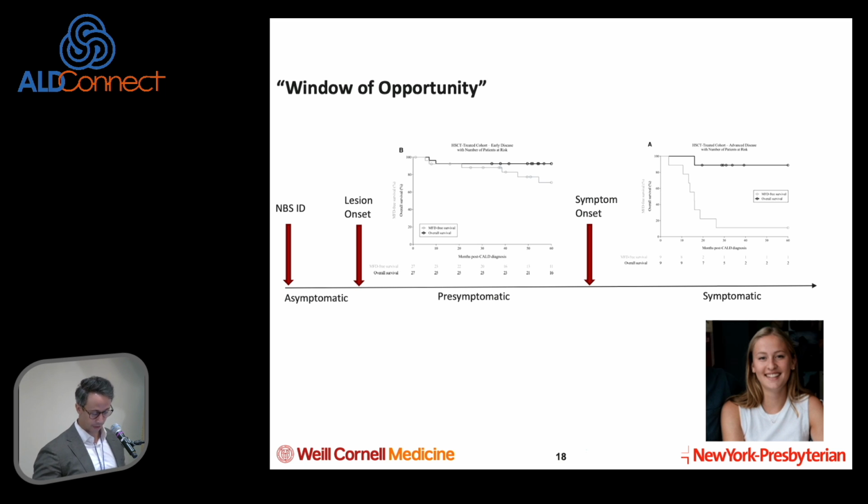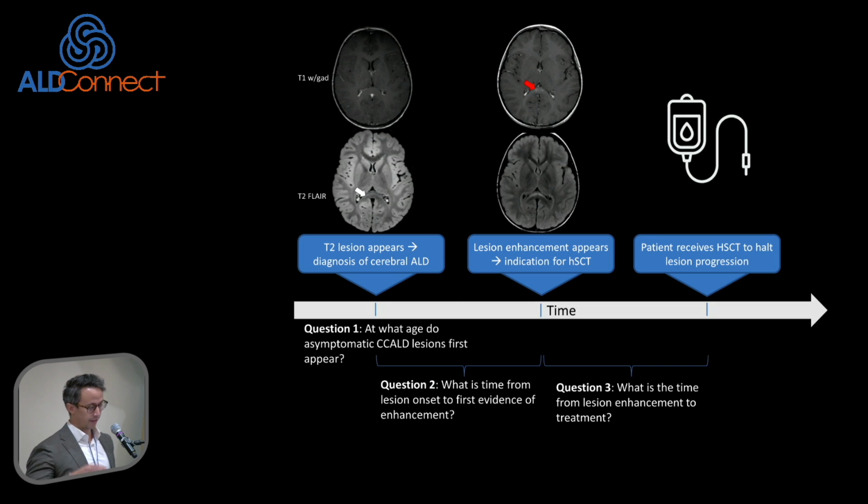And we essentially asked the question, well, how long is this? We're not going to do the experiment where we watch kids until they become symptomatic. So we're going to do the next best thing and try to figure out from the time they develop the lesion to the time they developed lesional inflammation, and then how long did it take to actually get to transplant.